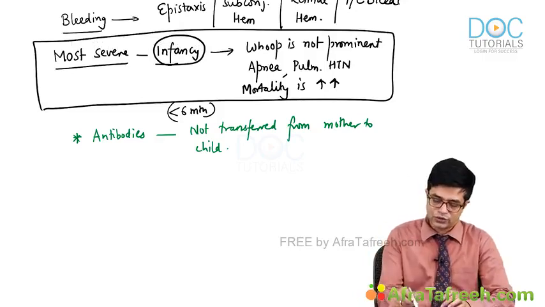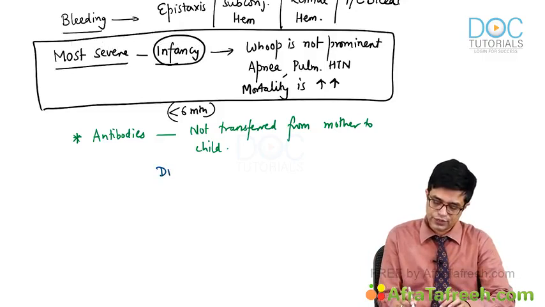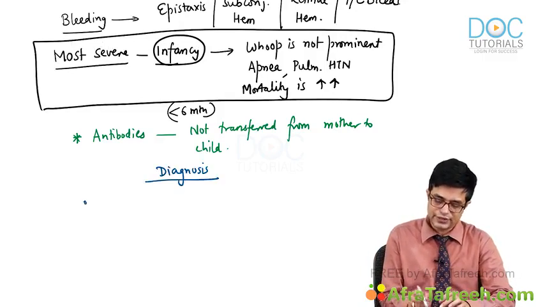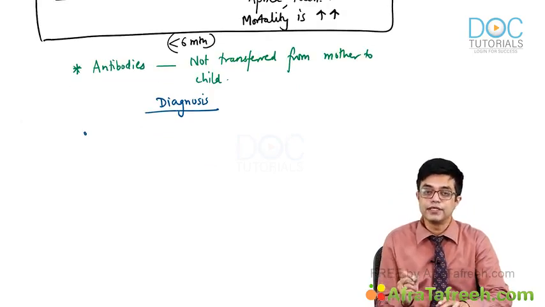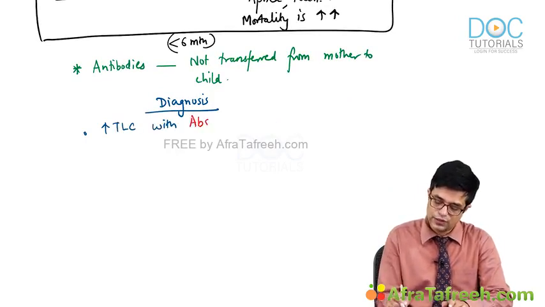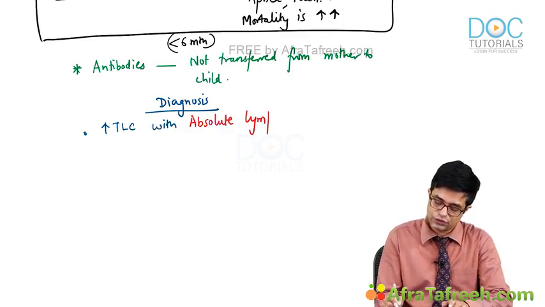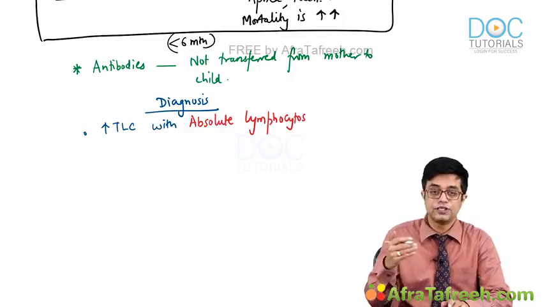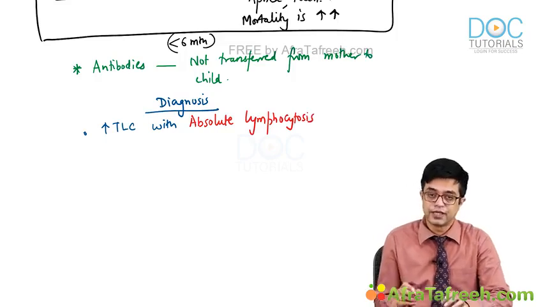Now, coming to diagnosis of the condition. When you do a blood test, the important thing you will find is that these children will have increased total leukocyte count with absolute lymphocytosis. So, a very high lymphocyte count, ranging as high as 10 to 15,000 per microliter.